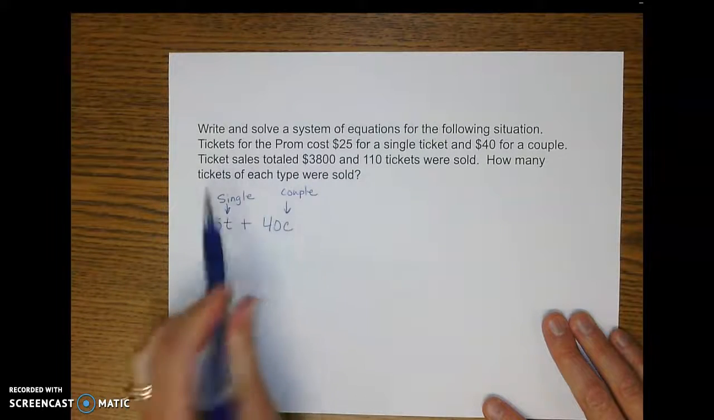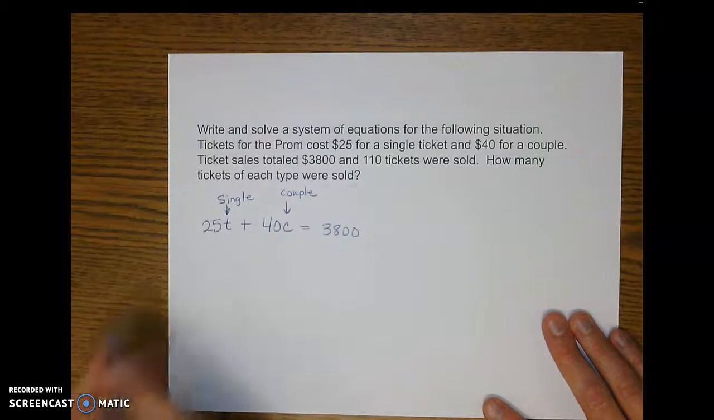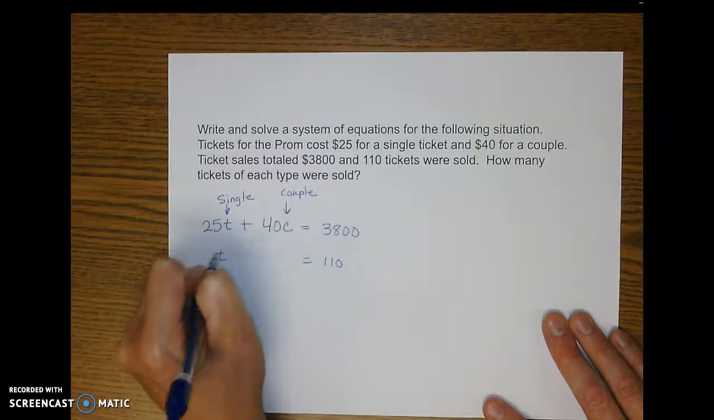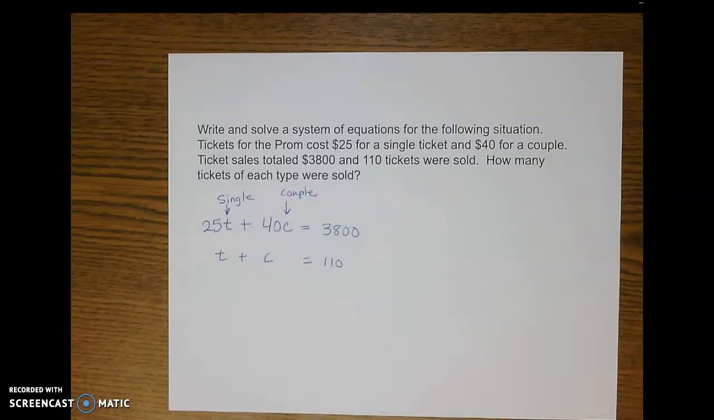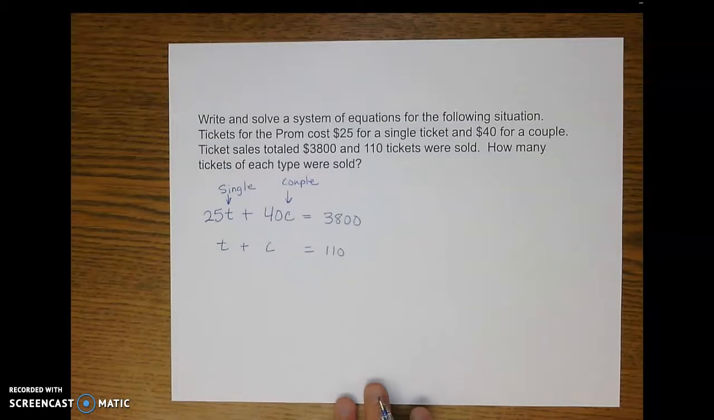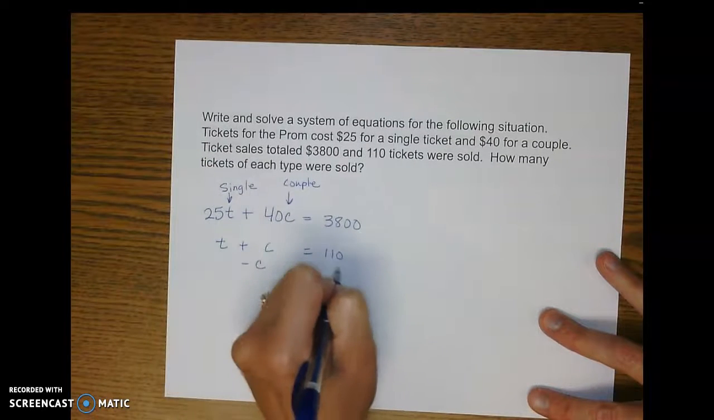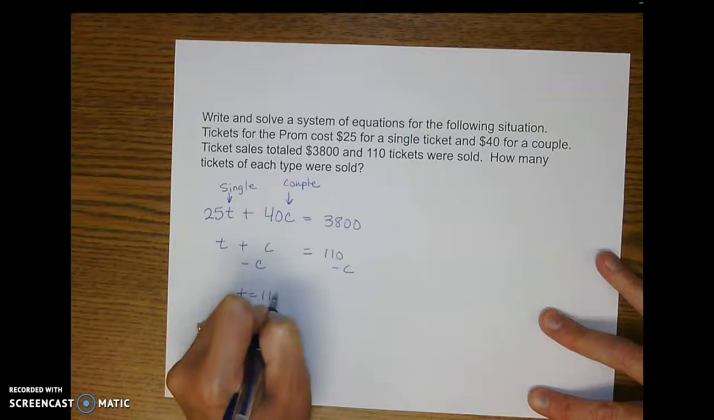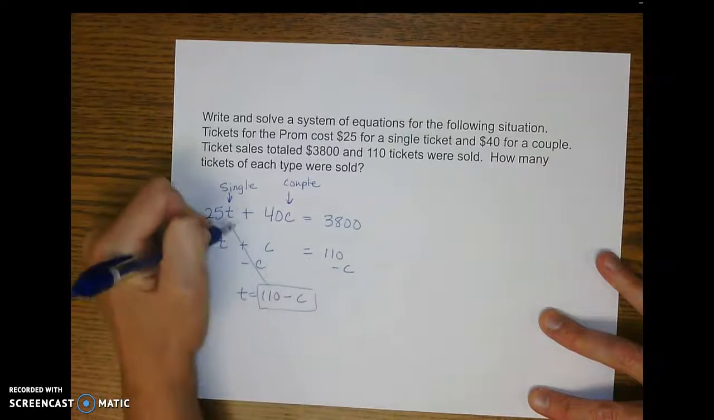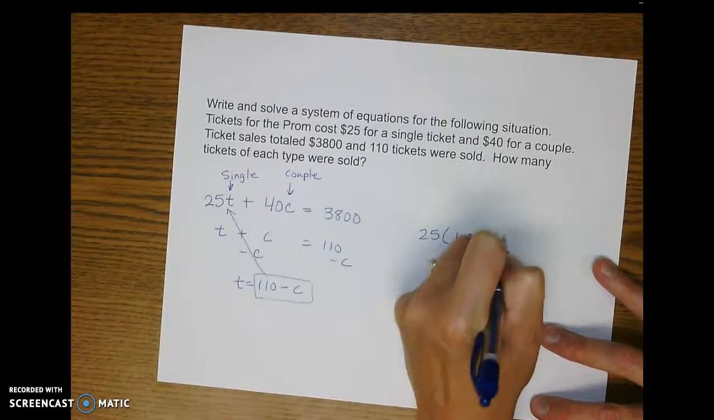Ticket sales totaled $3,800. 110 tickets were sold. So the number of single tickets plus the number of couple tickets was 110. Okay, there are lots of ways to go about solving this. I'm going to use substitution, and I'm going to get T by itself. And then I'm going to plug that into here. So 25 times 110 minus C.